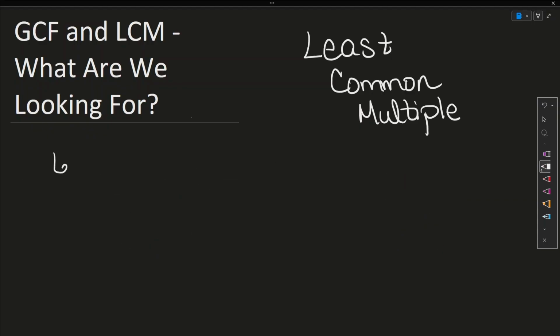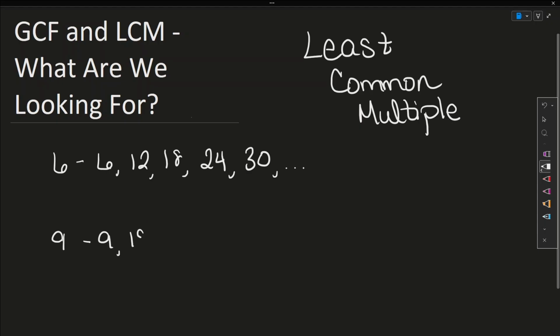Now, let's repeat this for 6 and 9. Multiples of 6 are 6, 12, 18, 24, 30, etc. And 9 has 9, 18, 27, 36, etc. The smallest number that they both share is 18. So here, the LCM will be 18.